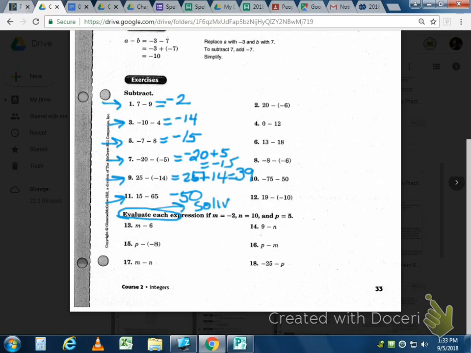So you've got to solve it. And they also are going to tell you what the variables are worth. So M is negative 2, N is 10, P is 5. On number 13, M minus 6. So I'm going to use negative 2 minus 6. Now you'll have to rewrite these. Caden, I'm in the hole 2 and I lose 6 more. What's it going to be? Negative 8.